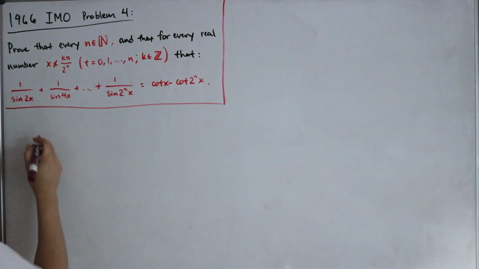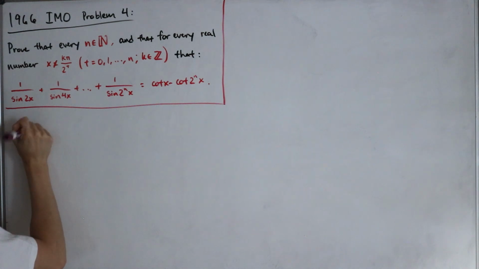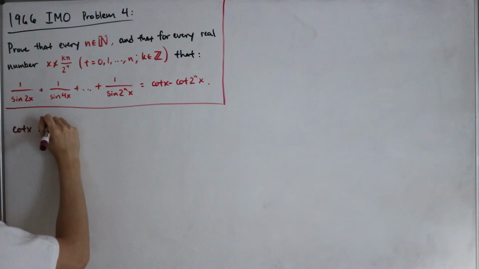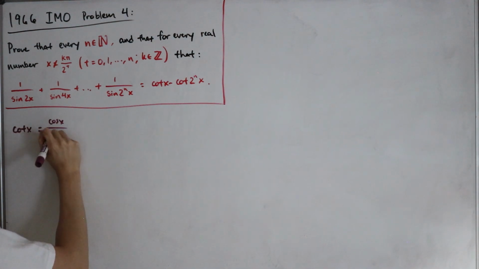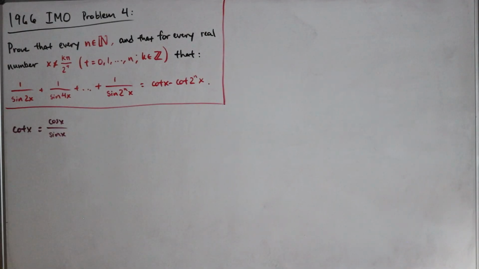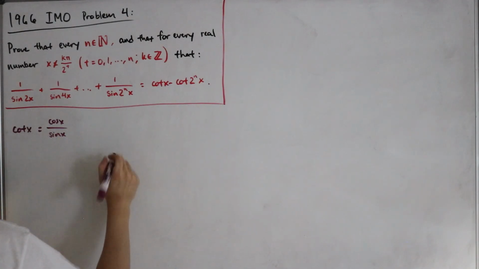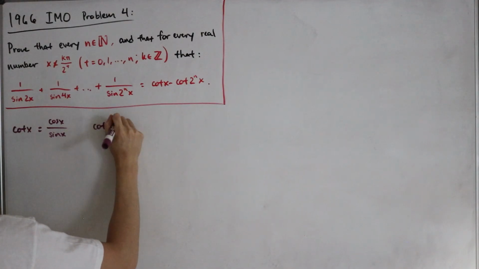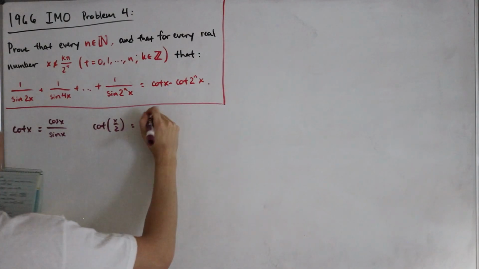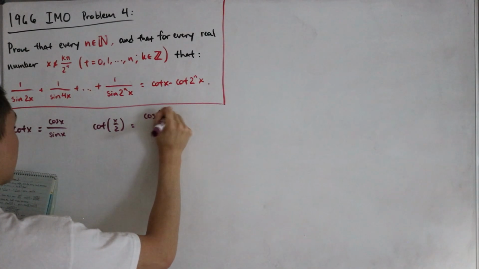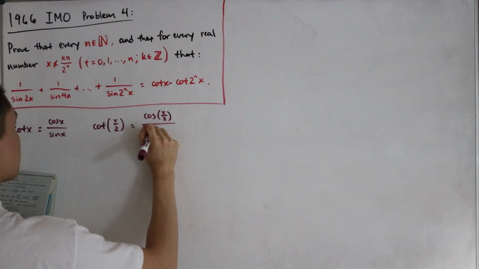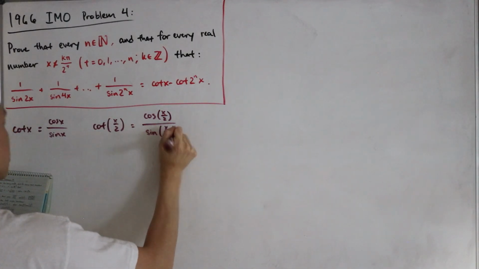So it's first worth noting that we know that cotangent of x is equal to cosine of x divided by sine of x. So why don't we utilize the half-angle property? Of course, cotangent of x divided by 2 is cosine of x divided by 2, divided by sine of x divided by 2.